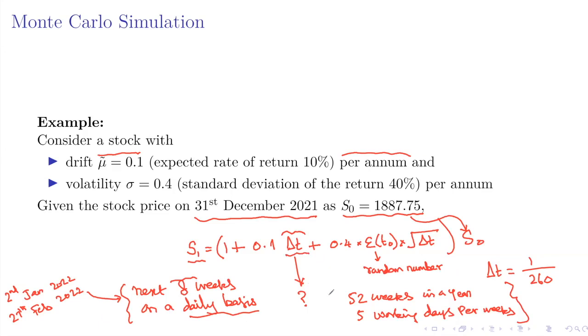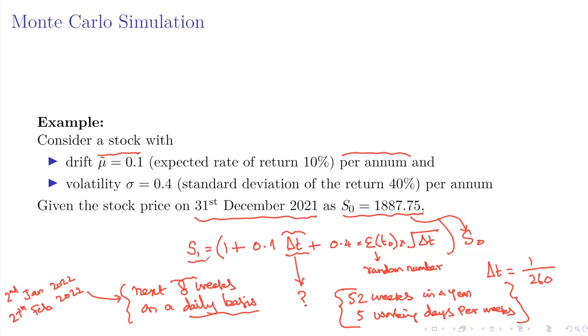And since we are going to simulate for every day, it is appropriate to take delta t as 1 by 260. From the examination point of view, I will give all the relevant information about how you have to get this delta t. The only thing is you have to collect all this information and put it in the right form to get this delta t. That is the only simple exercise that you have to do. Otherwise, you know how to get this delta t. So that gives you S1.